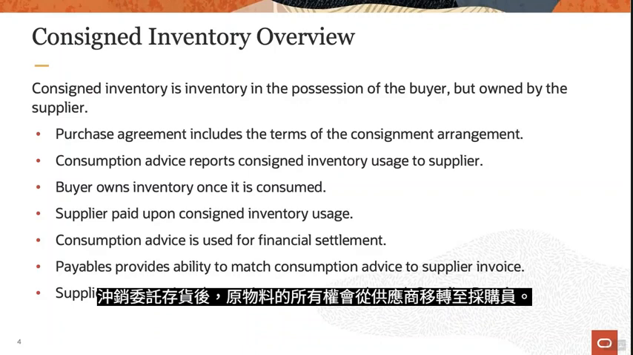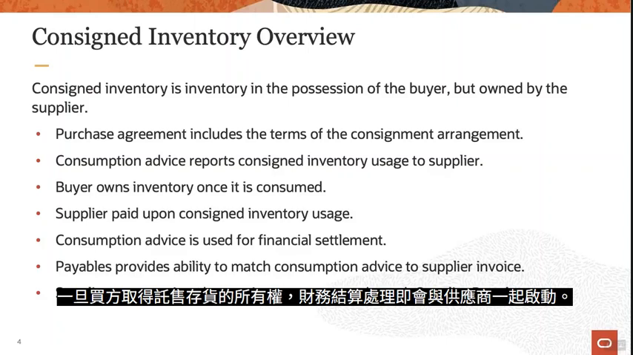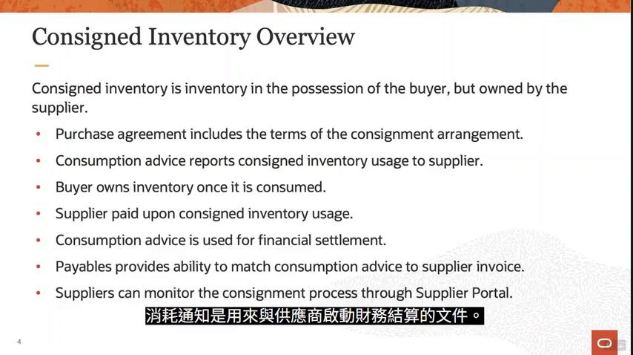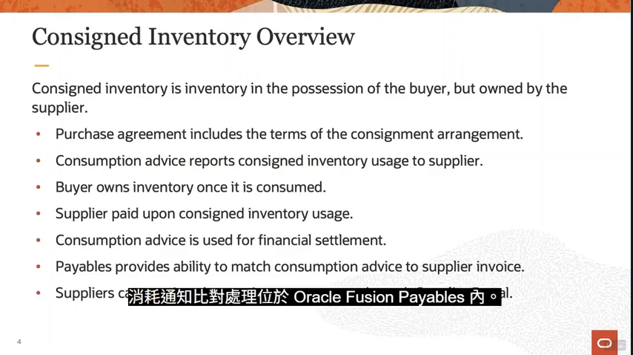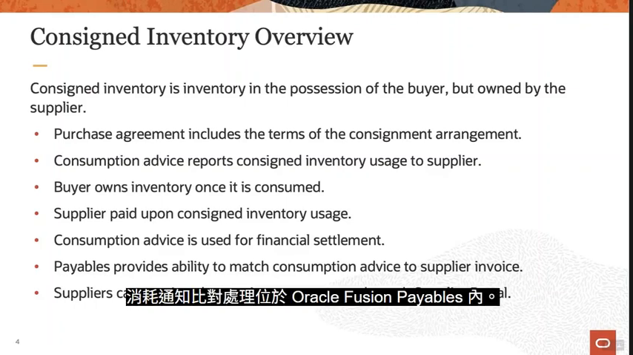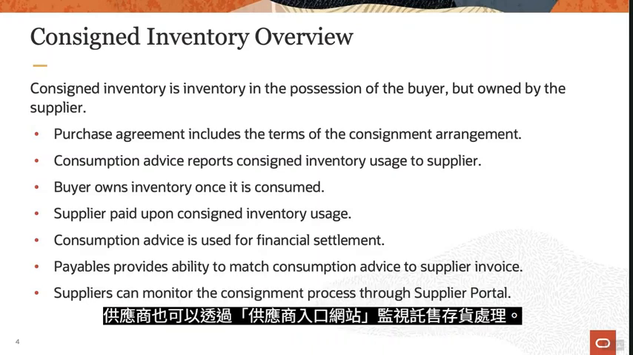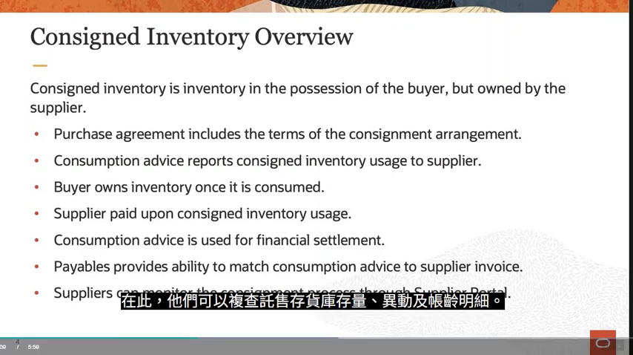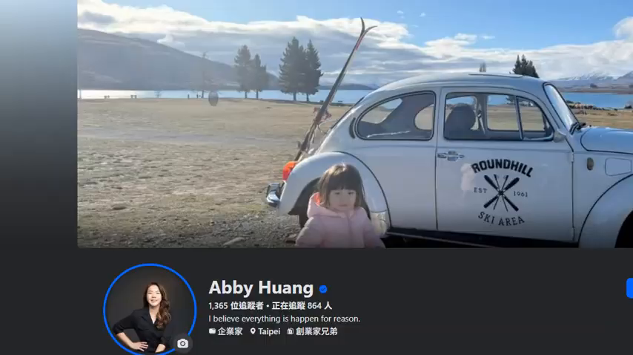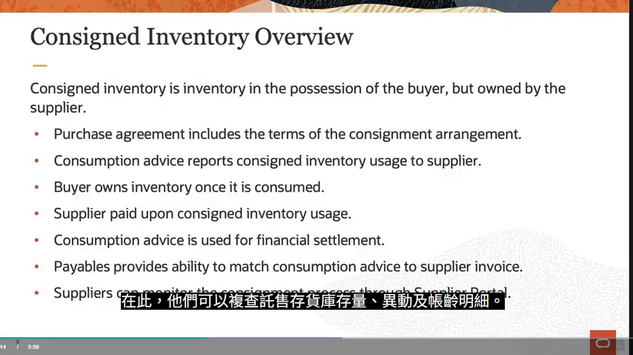Once the buyer takes ownership of consigned inventory, the financial settlement process is initiated with the supplier. The consumption advice is the document used to initiate financial settlement with the supplier. The consumption advice matching process resides within Oracle Fusion Payables. Users can create consumption advice matched invoices. Suppliers can also monitor the consigned inventory process through the supplier portal. Here, they can review consigned inventory on-hand quantities, transactions, and aging details.